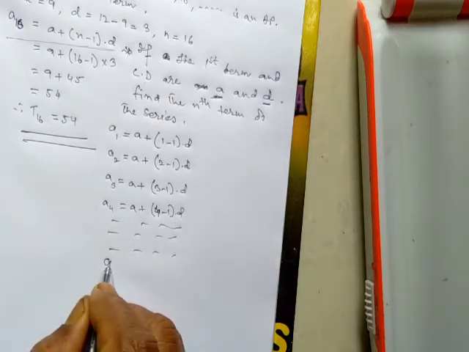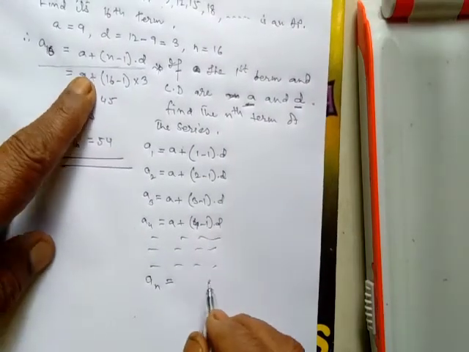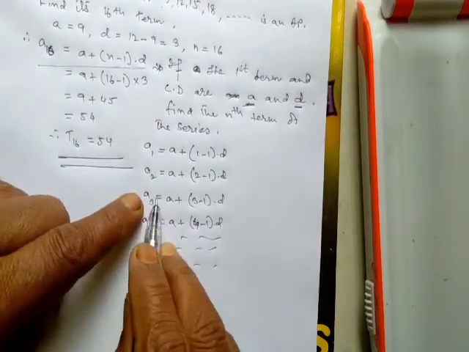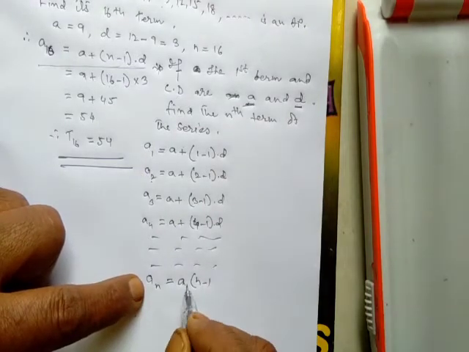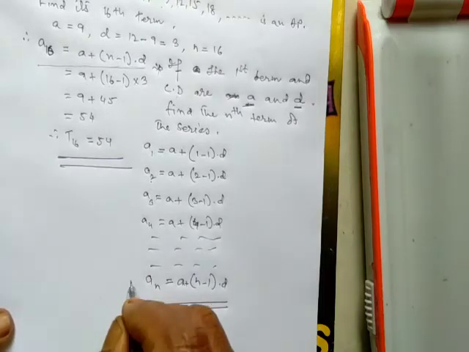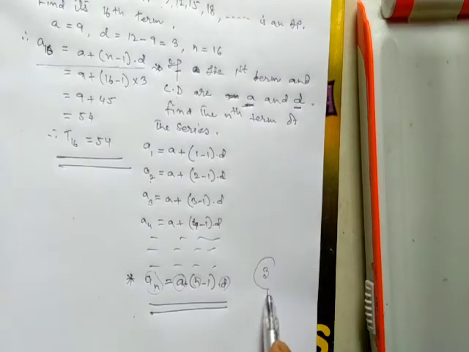And an is equal to a plus (n minus 1) into d. This is the formula for finding the nth term of a series. Here, how many terms are there? 1, 2, 3, 4 terms are there. Out of these 4 terms, if any 3 are given, you can find out the fourth term.